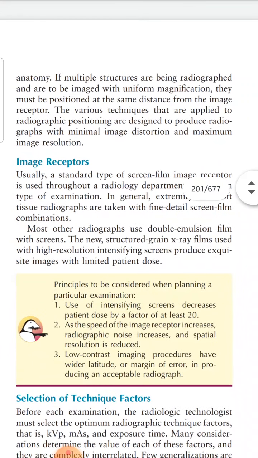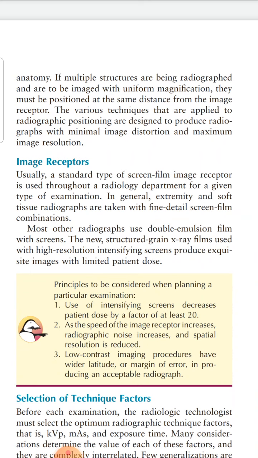If multiple structures are being radiographed and are to be imaged with a uniform magnification, they must be positioned at the same distance from the image receptor. The various techniques that are applied to radiographic positioning are designed to produce radiographs with minimal image distortion and the maximum image resolution. So the first factor that we studied is the patient positioning.